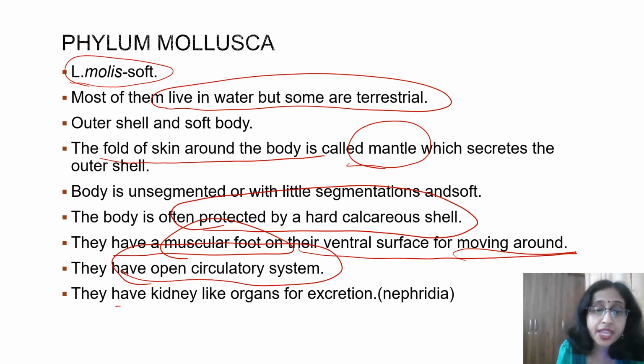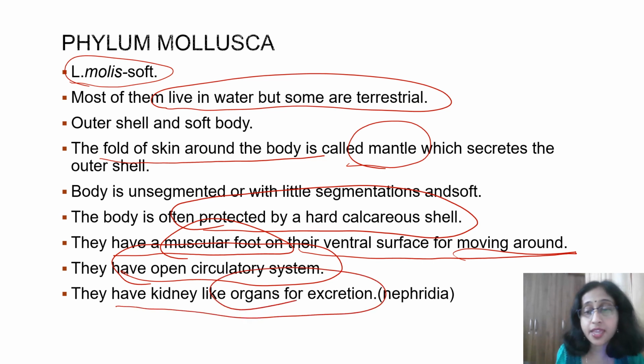They have kidney-like organs which help in excretion, and these kidney-like organs are called nephridia. Is it clear?